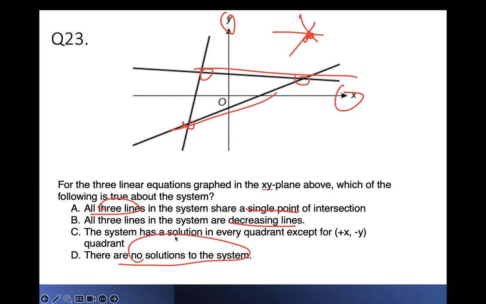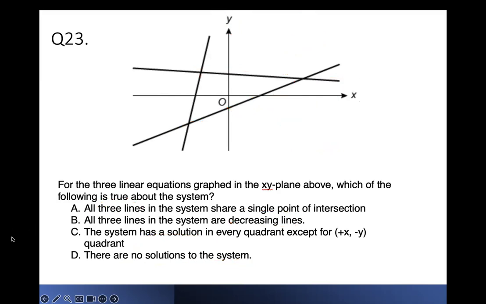There is no solution for the system. Maybe right. They say the system has a solution in every quadrant except plus x, minus y. Well, that's not true. This line is passing through there, and there's specifically no solution in that area, but it does not mean all 3 lines are joining together in any place. And therefore, your answer choice is D. There is no solution in the system.